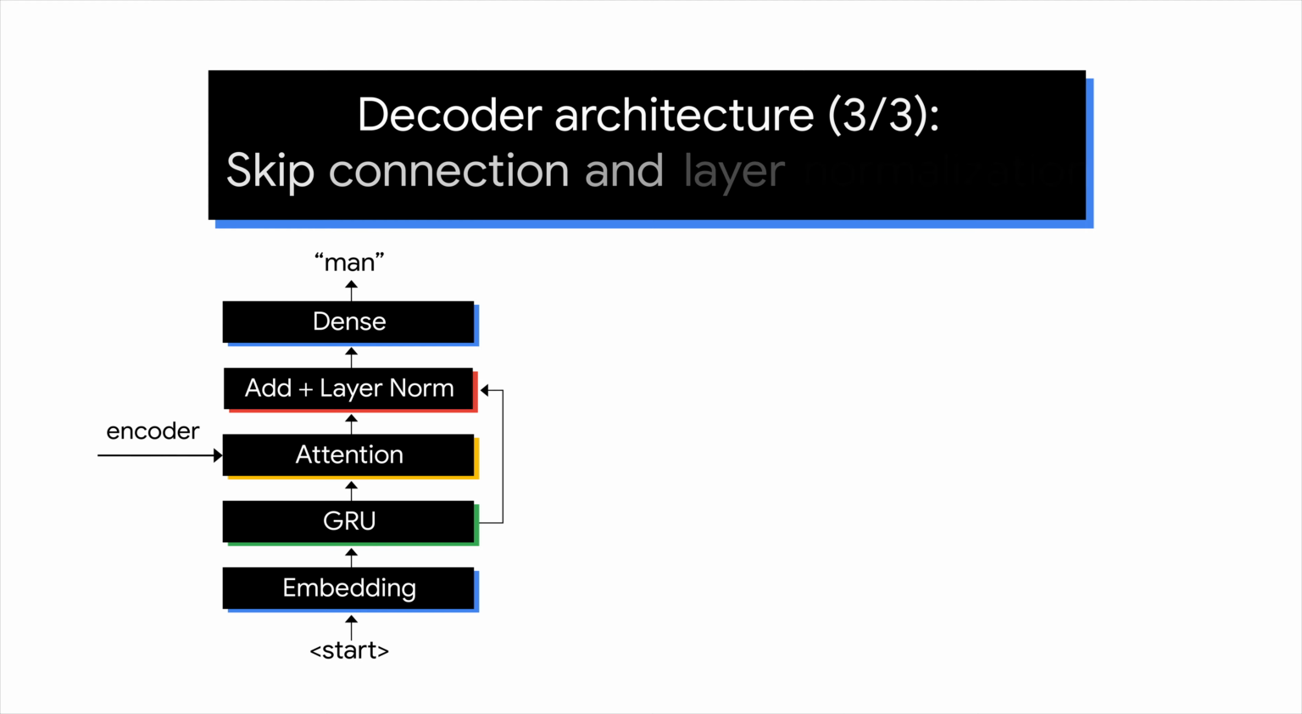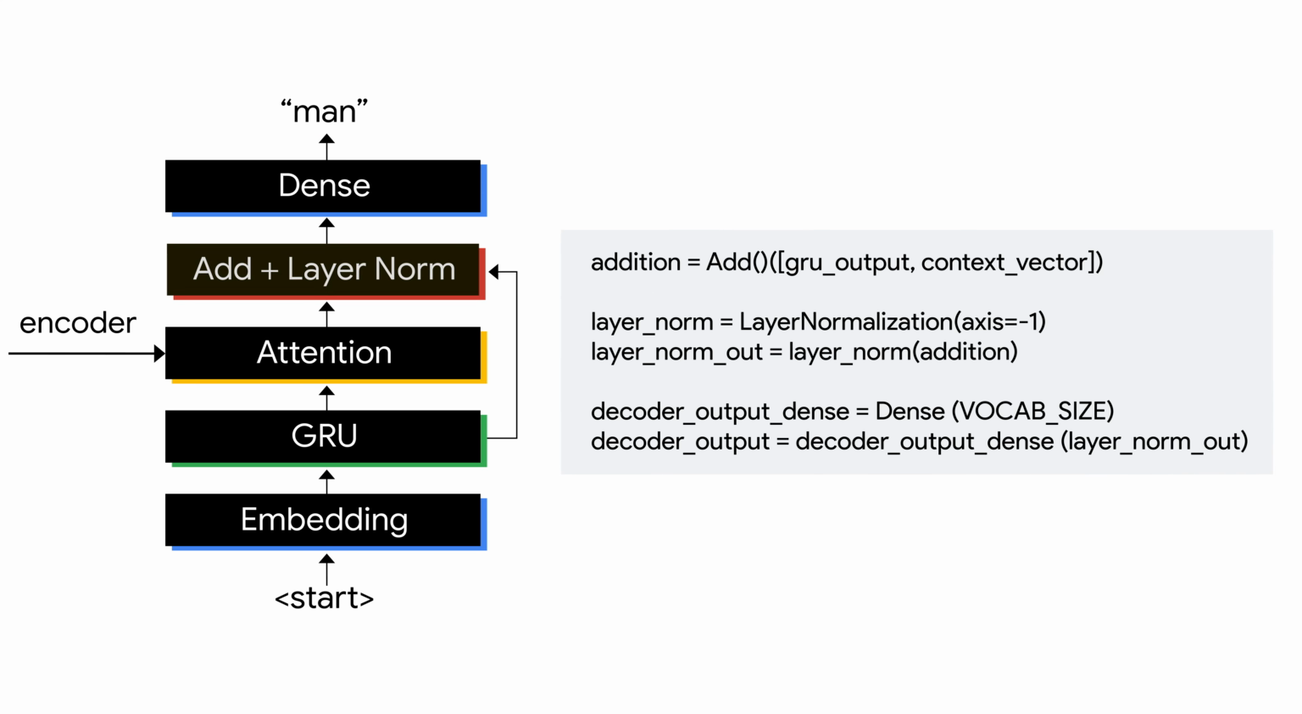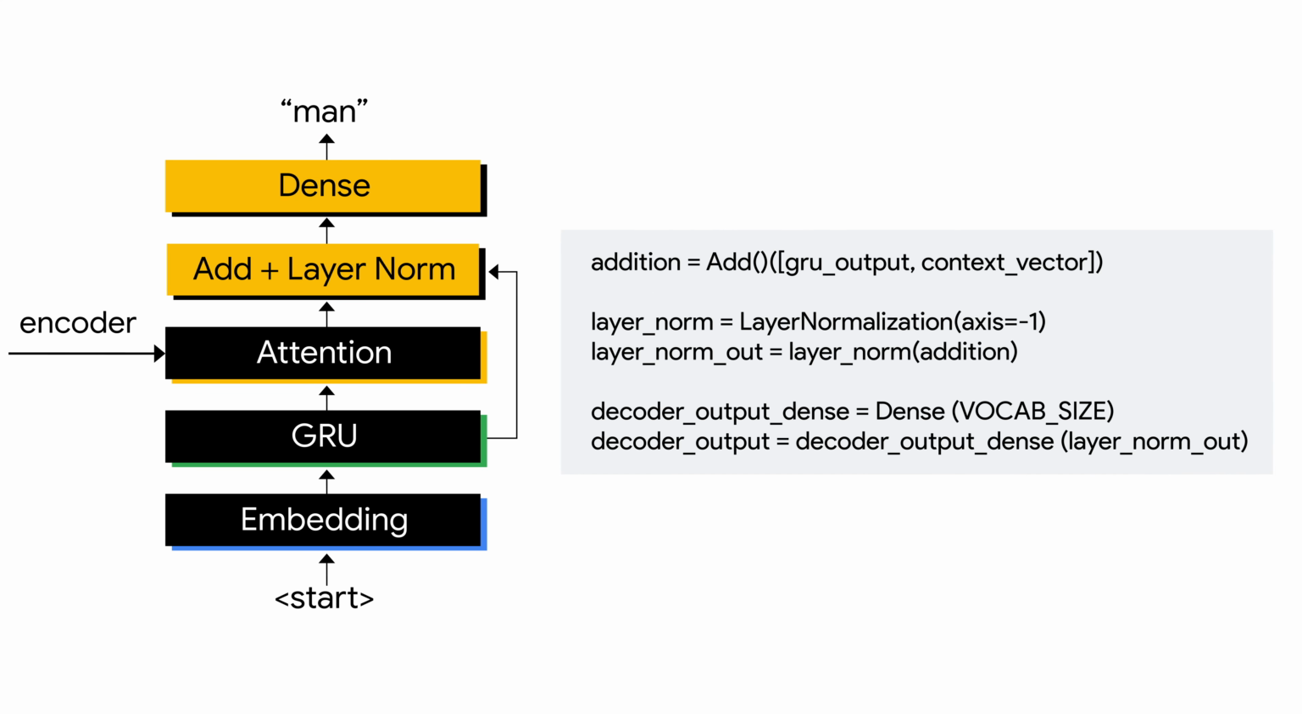The last components are the add layer and the layer normalization layer. The add layer just adds two same-shaped vectors. As you can see here, the GRU output is passed to the attention layer, as we discussed, and to this add layer directly. These two flows are eventually merged in this add layer. This kind of architecture is called a skip connection, which has been a very popular deep neural network design pattern since ResNet. So it is also called a residual connection. This skip connection is very useful, especially when you want to design a very deep neural network.